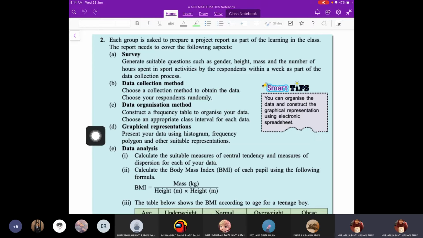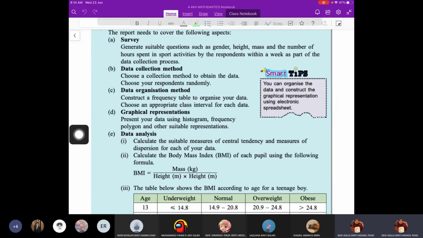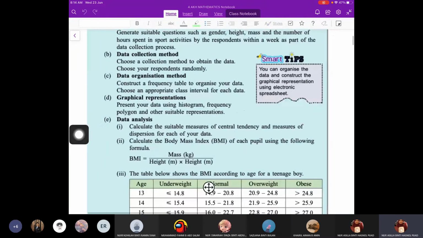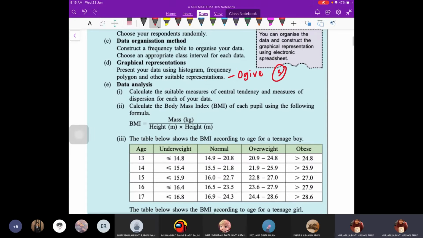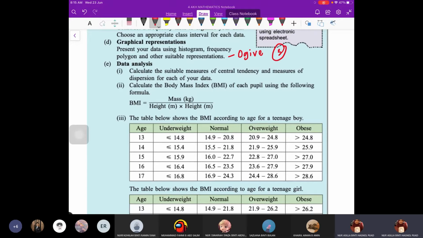And then kita belajar juga pasal ogive. Okay. So we also learn about ogive. So ogive pun boleh dilukis. Okay. So kat sini you can draw 3 graphs. And then barulah kita masuk data analysis.